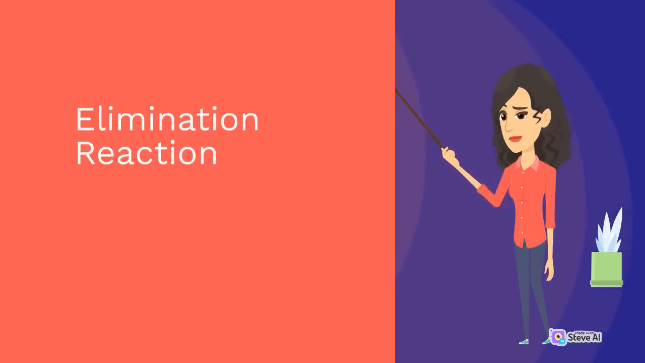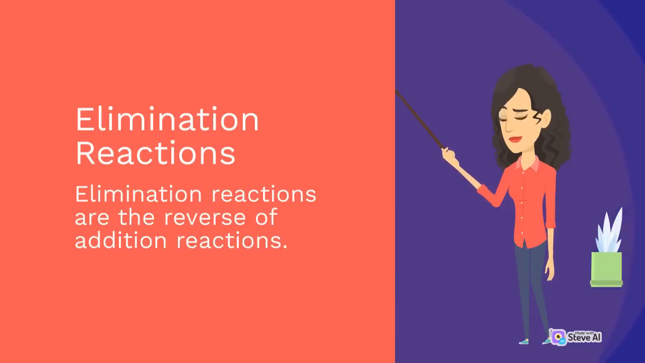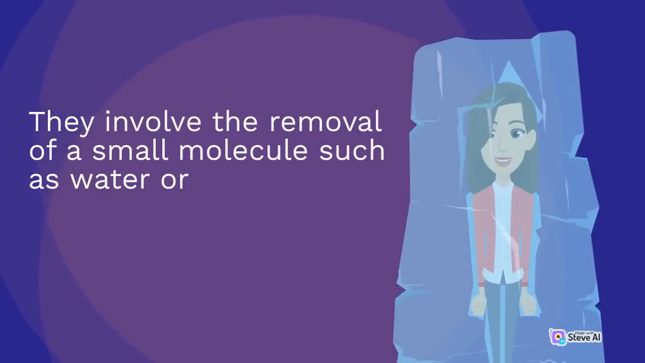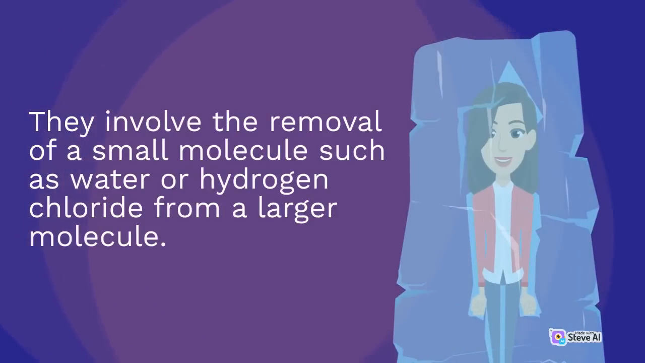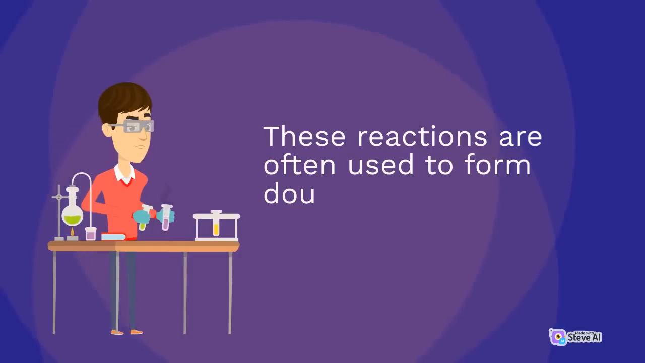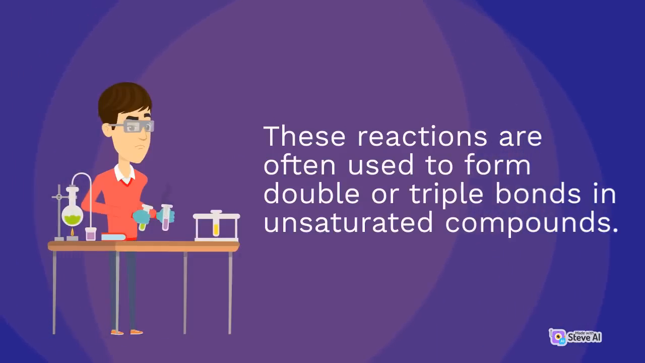Cl2 → CH2ClCH2Cl. Elimination reactions. Elimination reactions are the reverse of addition reactions. They involve the removal of a small molecule such as water or hydrogen chloride from a larger molecule. These reactions are often used to form double or triple bonds in unsaturated compounds.